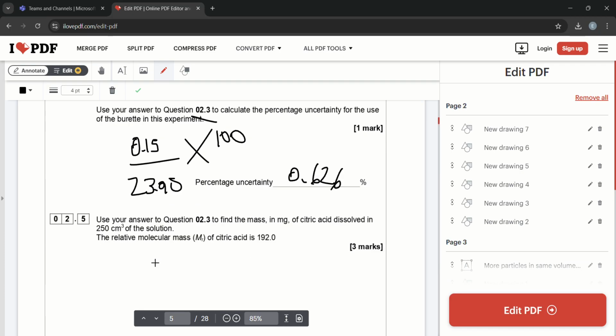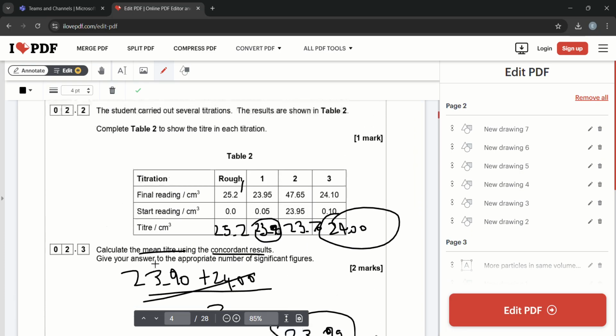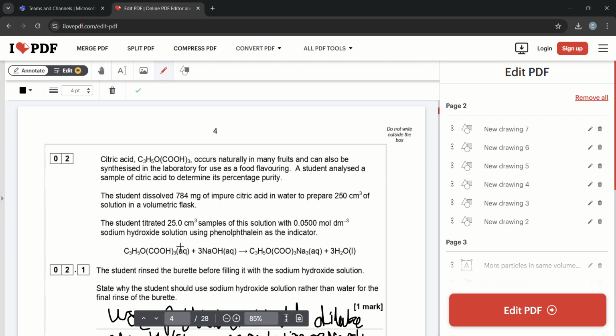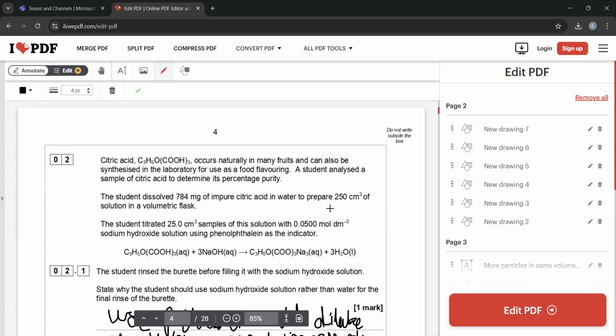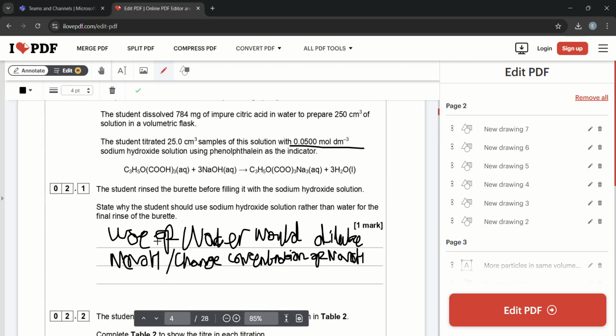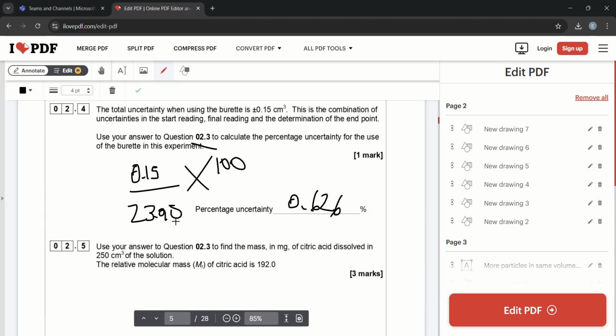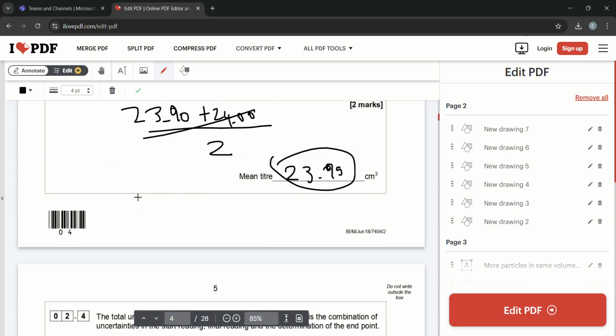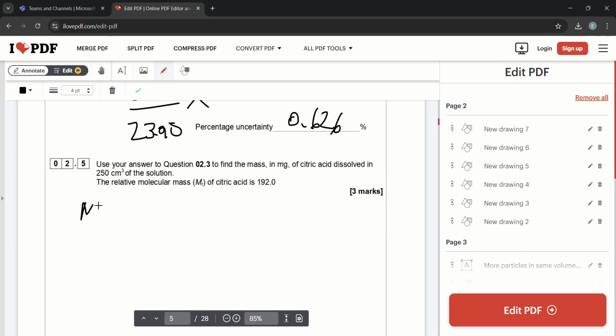2.5, use your answer to question 2.3 to find the mass of citric acid dissolved in that. Well, this is the 2.3. Well, that is the mean titer with the sodium hydroxide. So what we can do now is we can find out the moles of sodium hydroxide. Then what we're trying to find is the mass of citric acid. Then we can find out the moles of citric acid, 1 to 3 mole ratio, and then moles of mass of MR, mass equals moles times MR. So let's do that. Moles of sodium hydroxide.